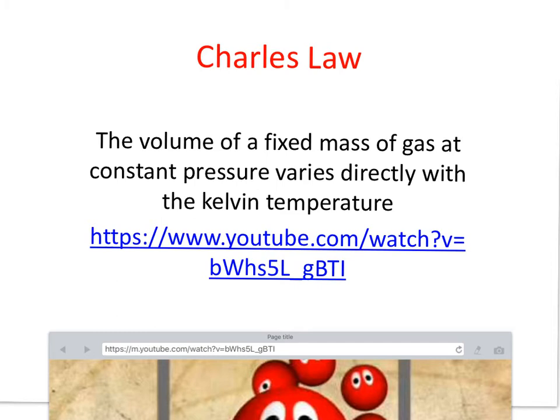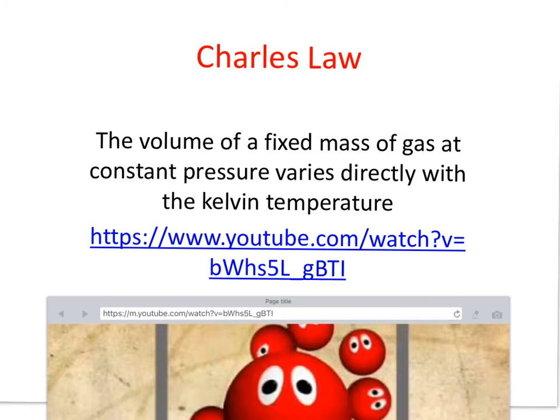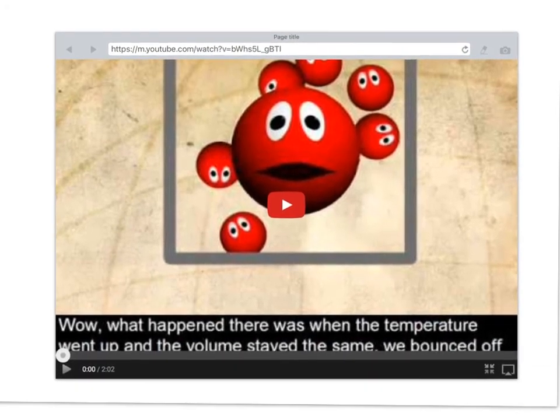And this is Charles' law. Charles' law is that the volume of a fixed mass of a gas at constant pressure varies directly with the Kelvin temperature. So we're going to watch another video here on that.